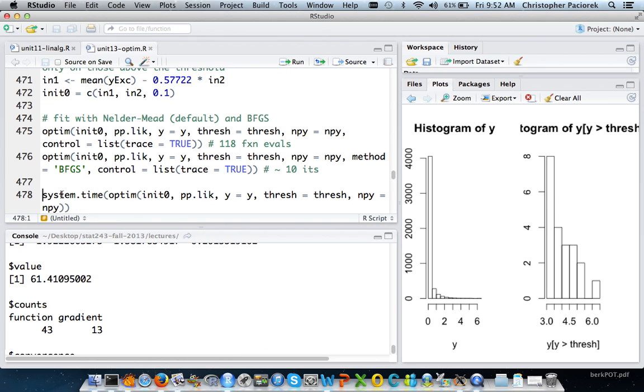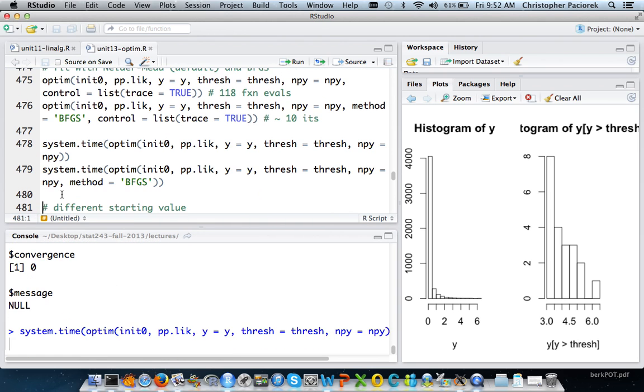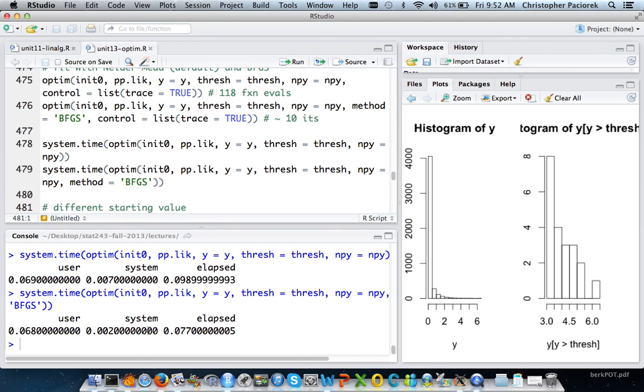If I wanted to, I could play around and see, does it really make much difference in terms of how long each of these takes? And in this case, this is a really fast optimization. It doesn't take very long to evaluate the likelihood function, and I'm only optimizing with respect to 3 parameters. So it's not all that hard a problem. And in this case, it only takes about 0.1 seconds, either for the slightly slower Nelder Mead or for the slightly faster BFGS.